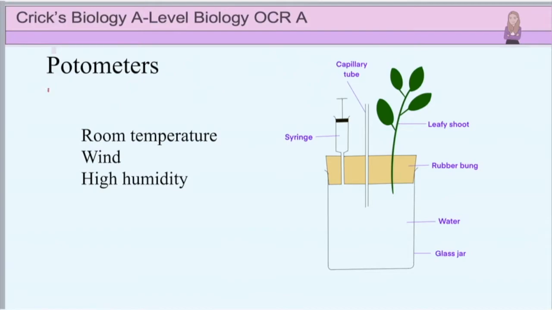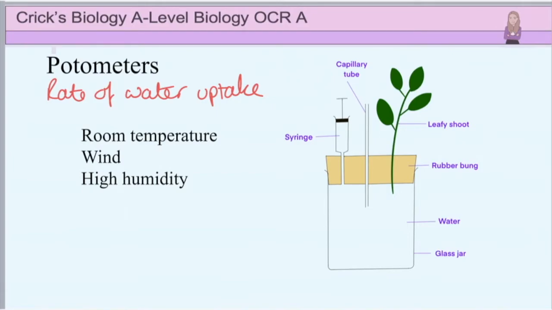Potometers are used to investigate the rate of water uptake by a plant. There are lots of varieties of them around. This is one that SAPS recommends, and they have a good video on YouTube explaining how to make one and set it up. We can then use this to investigate the influence of environmental conditions on plant transpiration rate.